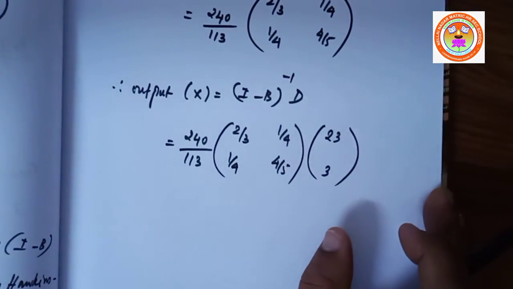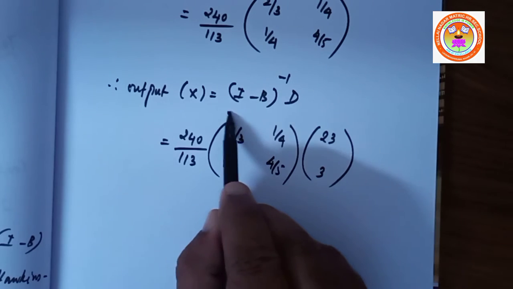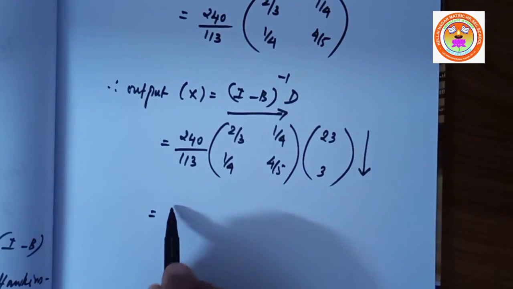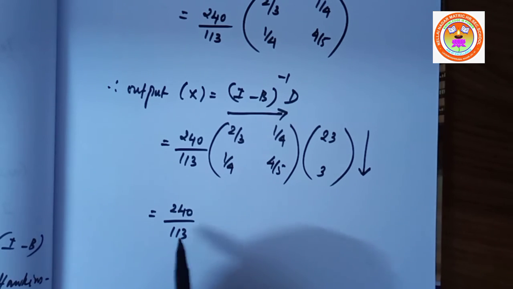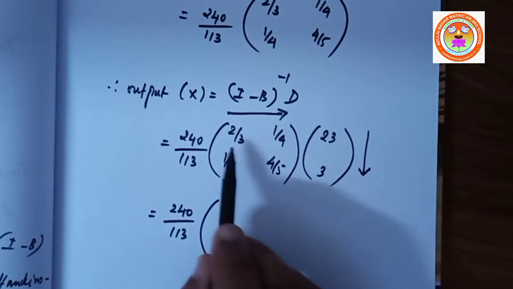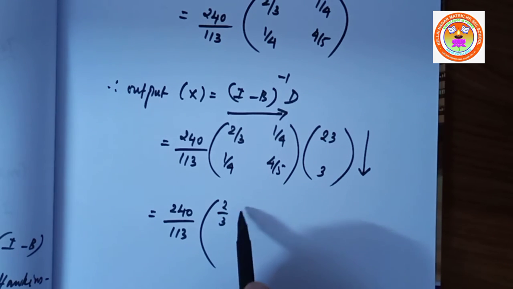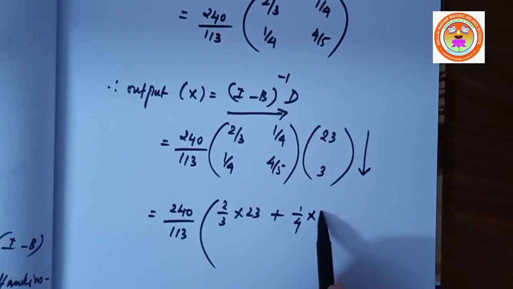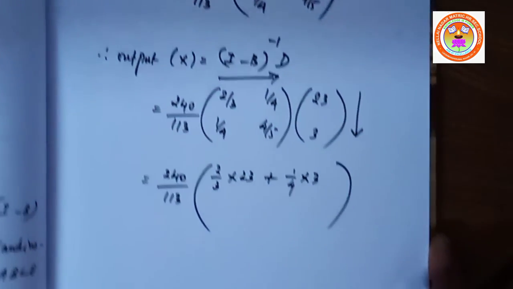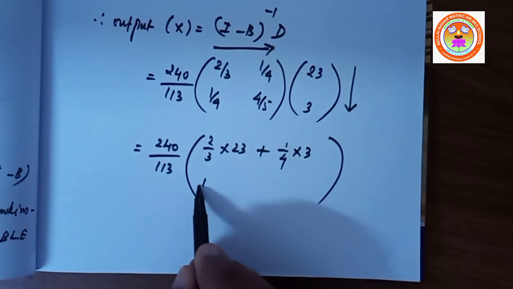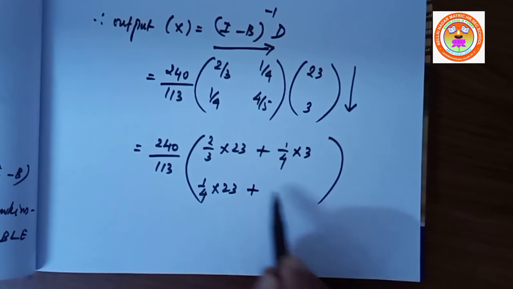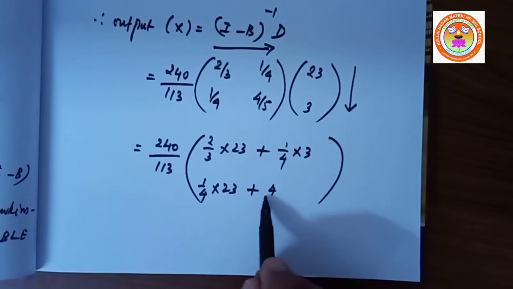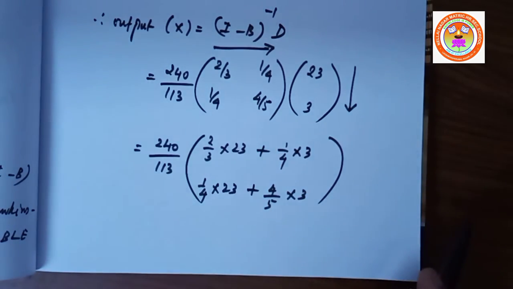It is a matrix multiplication. You can multiply the matrices by row and column, row by column multiplication only. That is equal to, write 240 divided by 113 as it is. Multiply these two, 2 by 3 into 23, plus multiply these two, 1 by 4 into 3. Like that, then 1 by 4 into 23, plus 4 by 5 into 3.